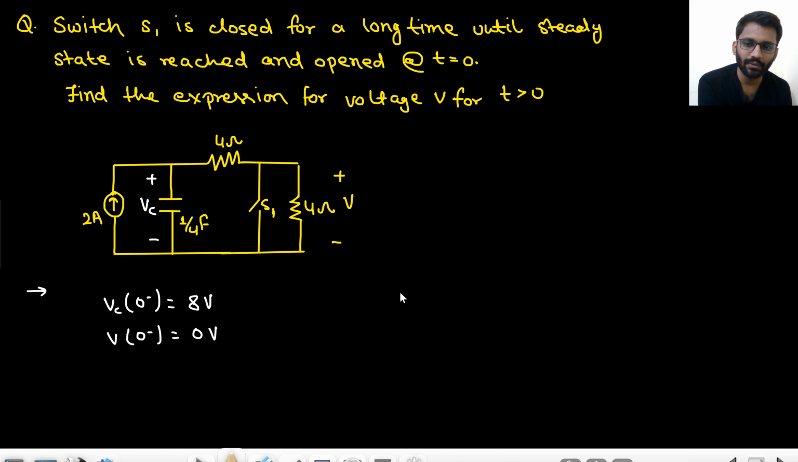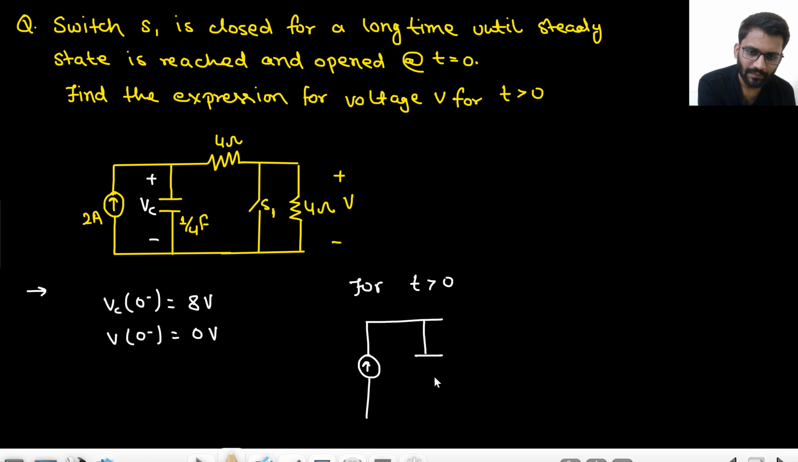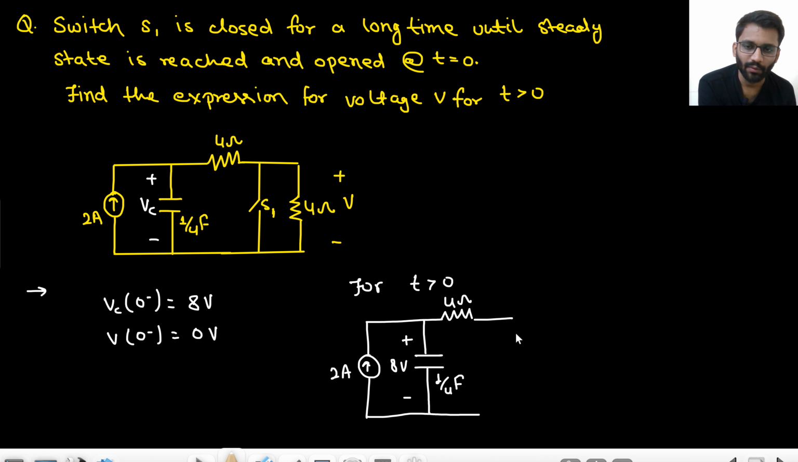Now for t greater than 0, here we have a 2 ampere current source. This is the 2 ampere current source. This is 1 by 4 farad. This is already charged to 8 volt and it will also remain there. Why so? Because a capacitor has the property of maintaining its voltage.